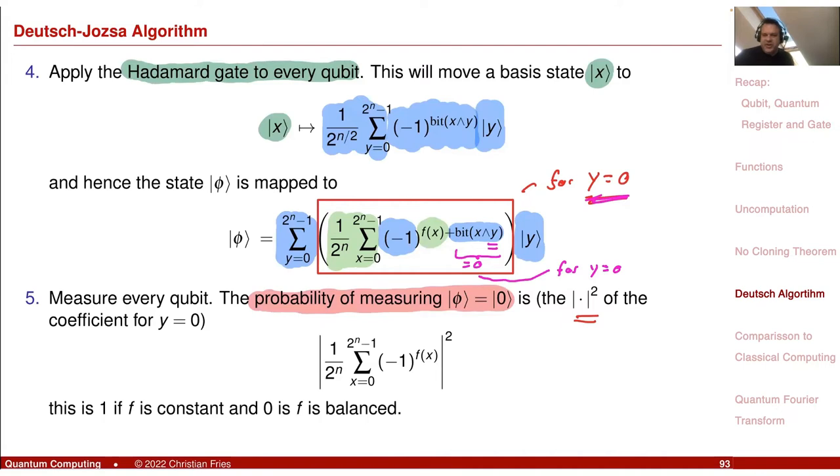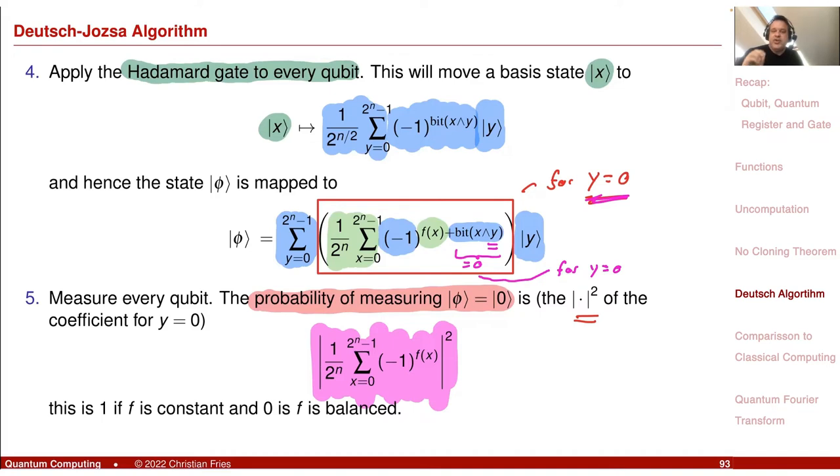So you see that this coefficient squared is just the sum of minus one to the power of f of x, one divided by two to the power of n, norm squared. And you see now that this sum, if the function is balanced, you have as many minus ones as you have ones. This guy is zero if the function is balanced. And if the function is constant, it's either minus one or one, but squared it is one. So you see that this creates some kind of resonance, some kind of interference, that the probability is perfectly one to measure phi being zero if the function is constant, and the probability is zero if the function is balanced, and something in between if the function is not constant but not really balanced.